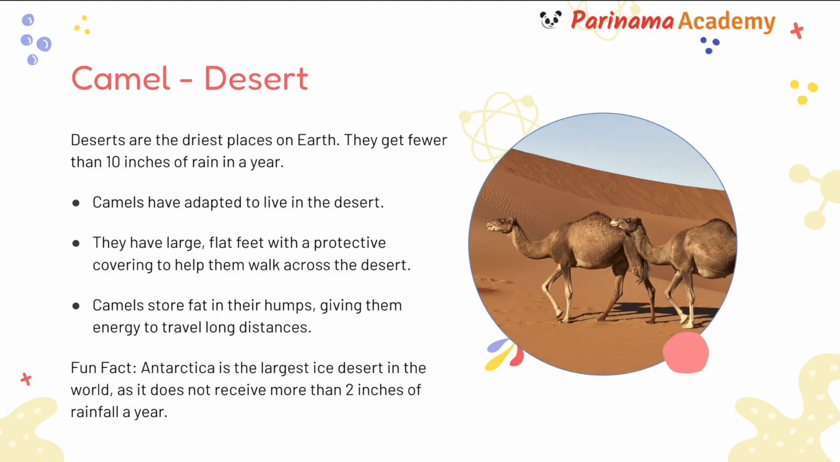Deserts are the driest places on Earth. They get fewer than 10 inches of rain in a year. Camels have adapted to live in the desert. They have large flat feet with a protective covering to help them walk across the desert. Camels store fat in their humps, giving them energy to travel long distances. Antarctica is the largest ice desert in the world as it does not receive more than 2 inches of rainfall a year.